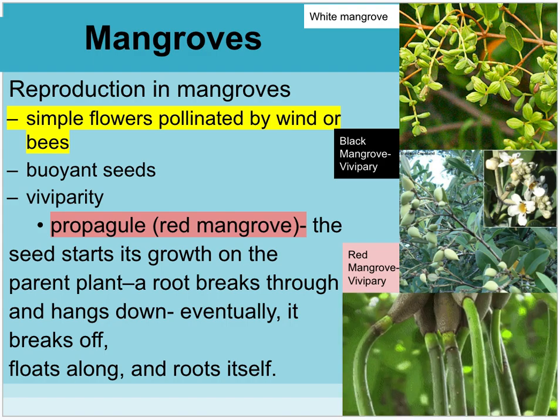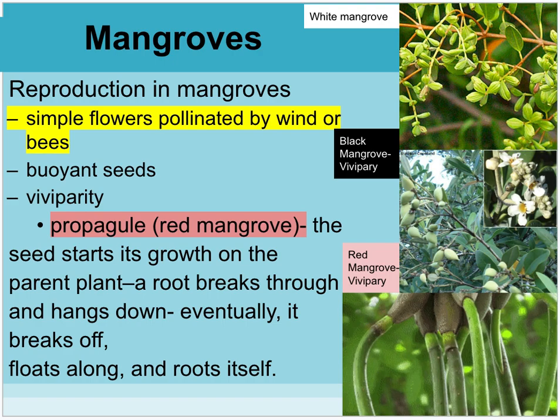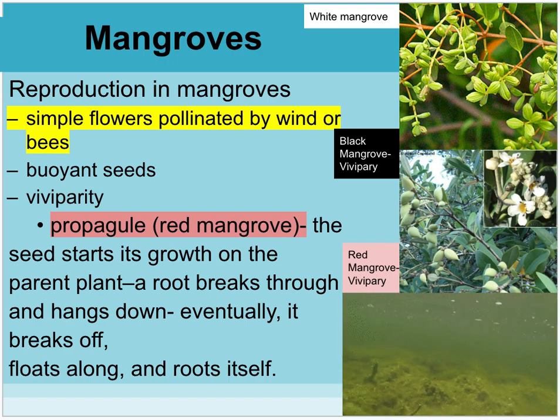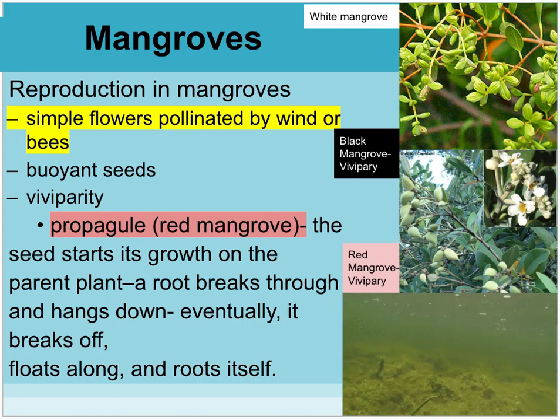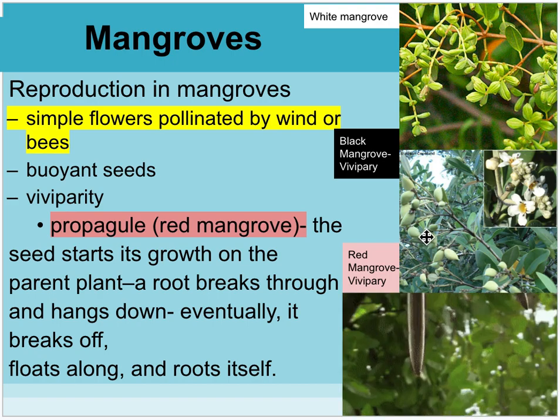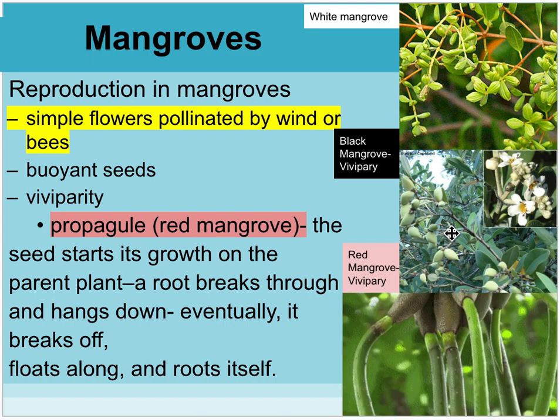So they have very simple flowers that are pollinated either by wind or bees. They have buoyant seeds. So crazy. They actually have some version of viviparity where they have a new living plant. The baby plant is born and is alive and is growing on the parent. So the black mangrove actually does that, and you can see its seeds here. These aren't just seeds, these are actually baby plants, and they're growing on the parent plant until eventually they get big enough that they fall off and float away and plant themselves.